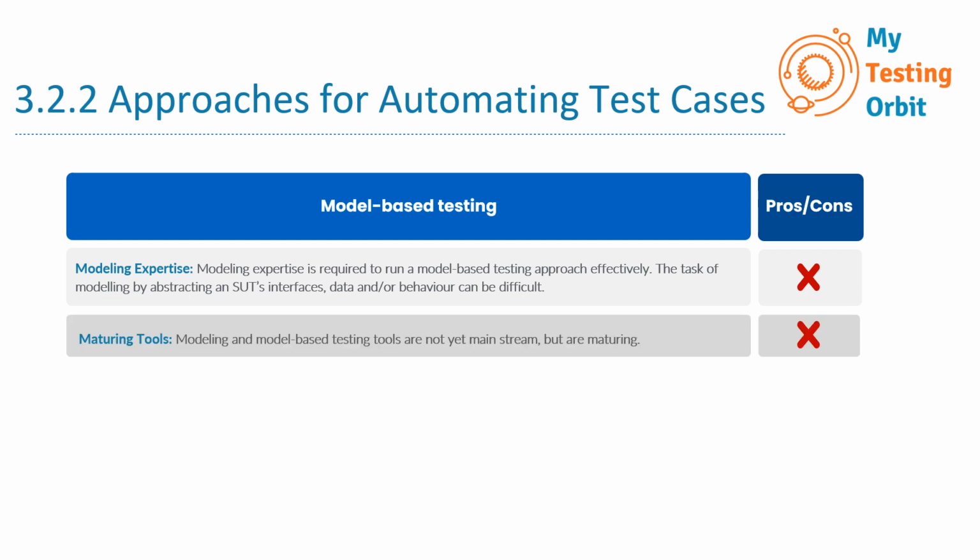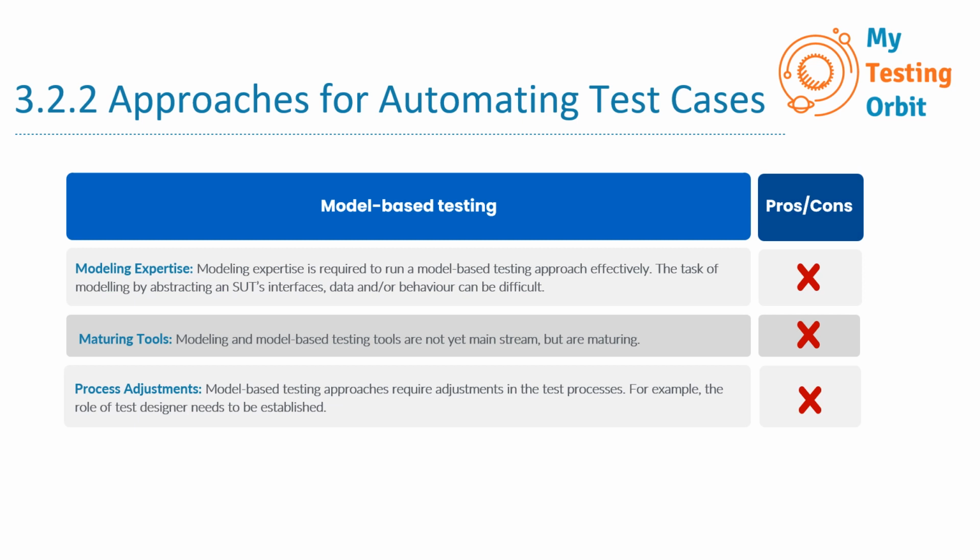Next, maturing tools. Modeling and the model-based testing tools are not yet mainstream, but they are maturing. This means that there might be limitations in available tools and techniques when applying model-based testing. The tools and methodologies may not be as mature or user-friendly as traditional testing tools. Process adjustments. Model-based testing approaches require adjustments in the test process. For example, the role of test designer needs to be established. And this individual would need expertise in modeling techniques, which might not even be a requirement in traditional testing.